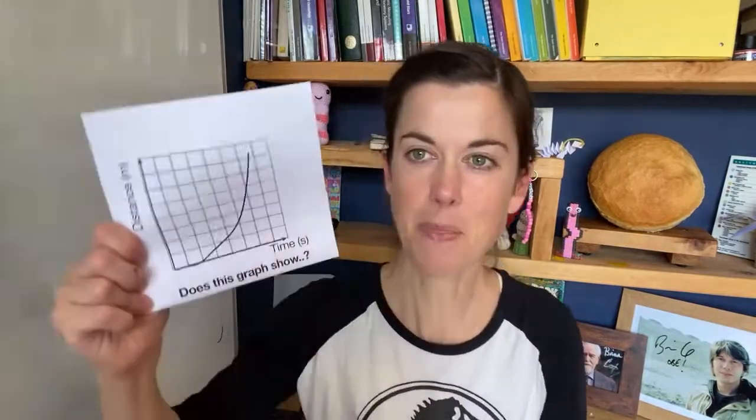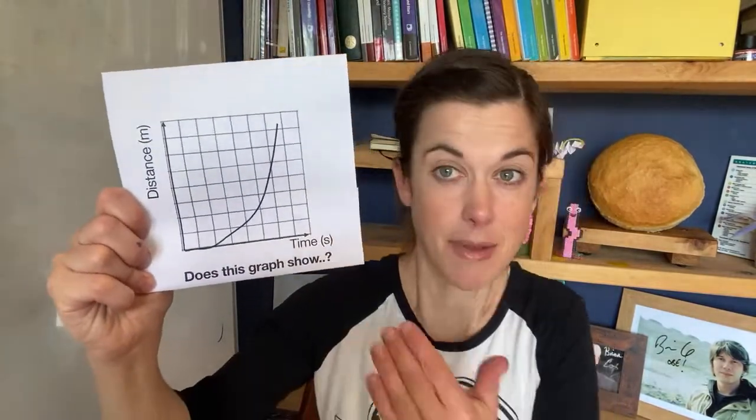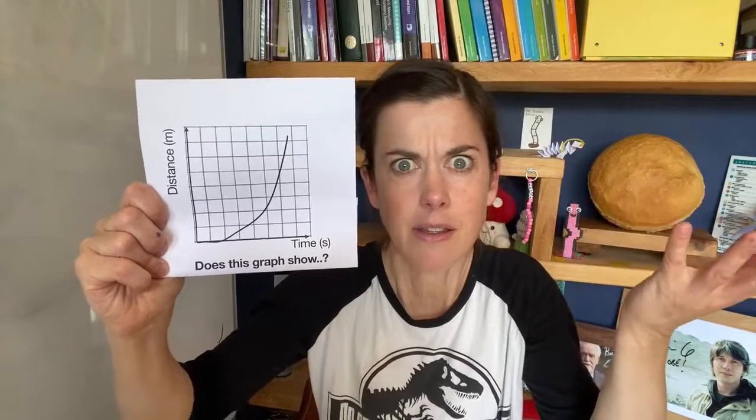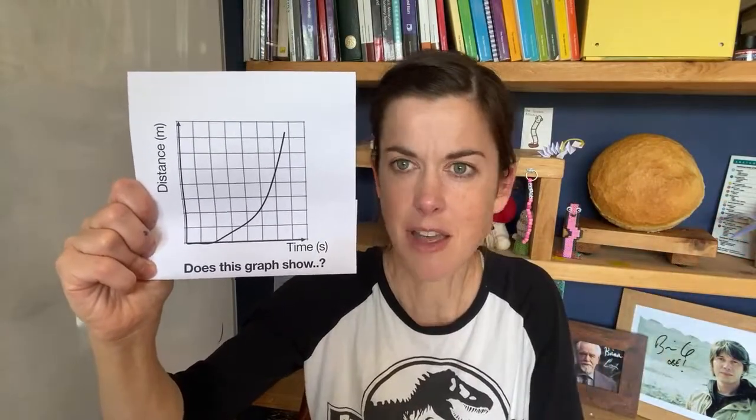All right, 2 more. What about this one? You've got a distance time graph, but it's a curve. Distance time graph, but it's a curve. What's happening?